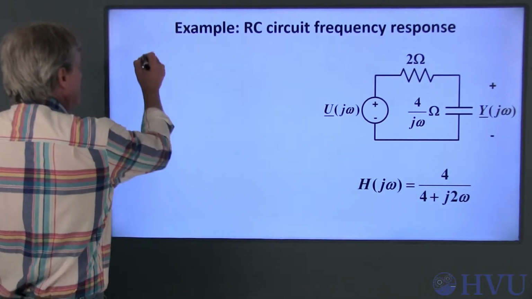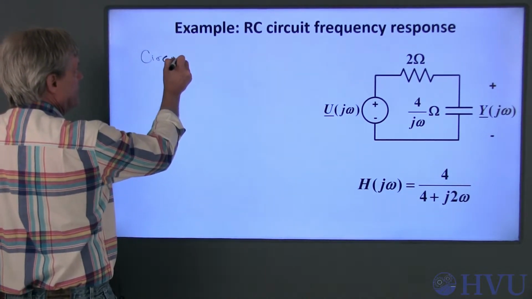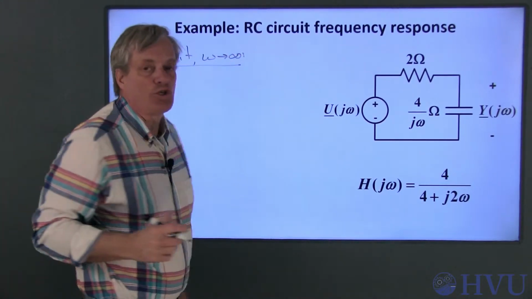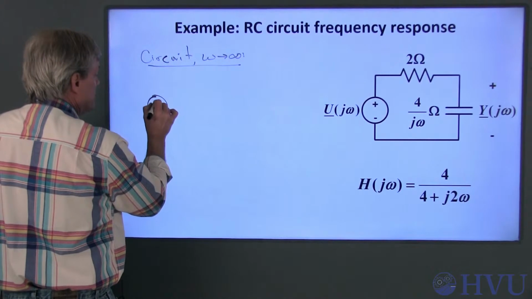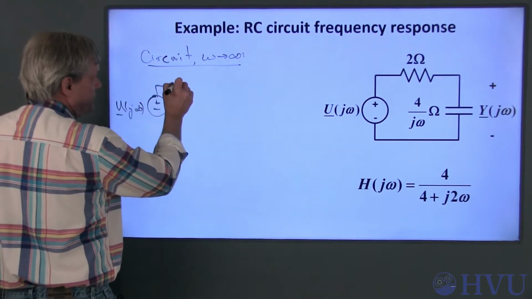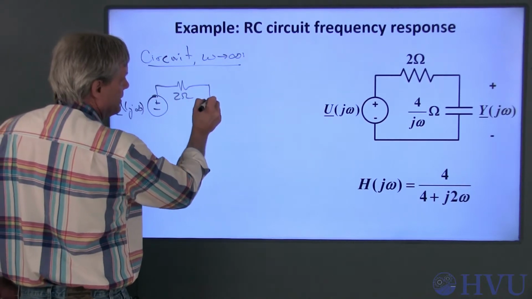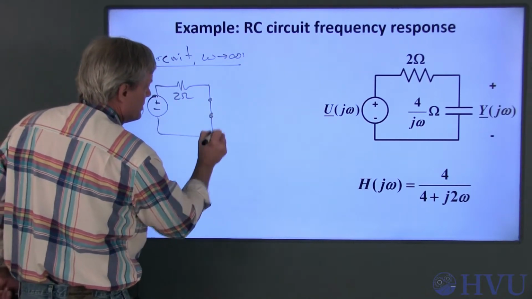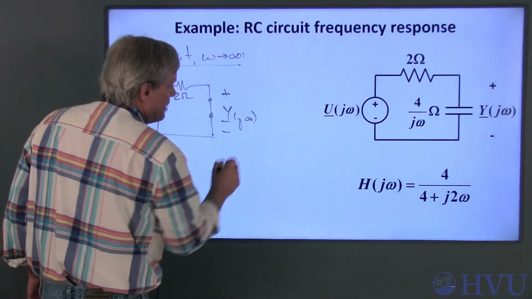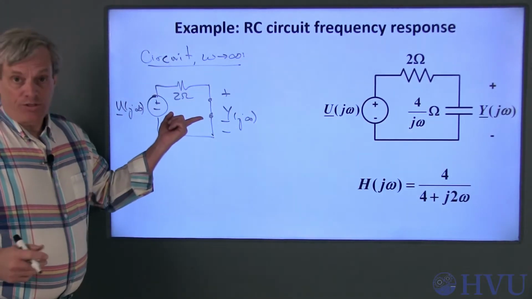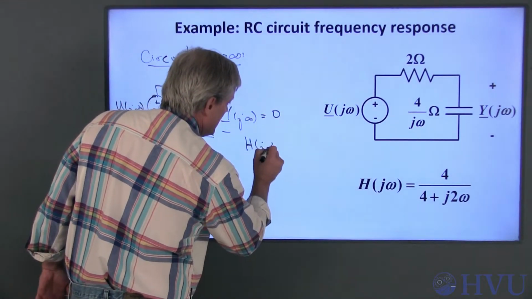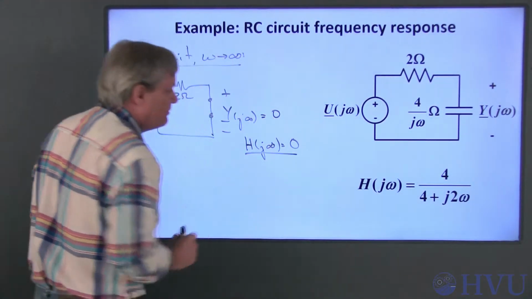For the circuit, as omega goes to infinity, the capacitor looks like a short circuit. So here's my input, U at j infinity. The resistor still looks like a 2 ohm resistor. The capacitor looks like a short circuit, and this is the voltage across a short circuit. The voltage across a short circuit by definition is equal to 0. That means that H at j infinity is equal to 0.